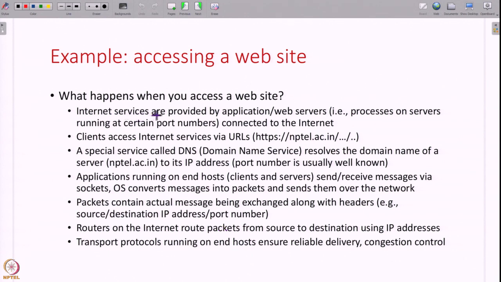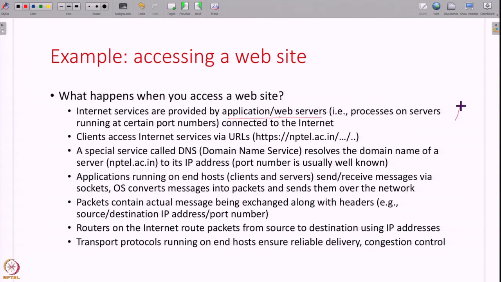Internet services, websites or any other applications, from ticket reservation to social media, all of these services are provided by servers, application or web servers. So, what are these servers? These are nothing but processes that are running on a certain computer, listening at a certain port number. We have seen how to write a simple server like this using the socket API. Of course, real world servers are much more complex, but the basic idea is the same.